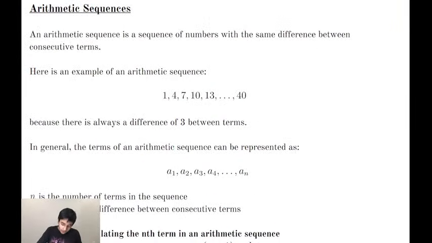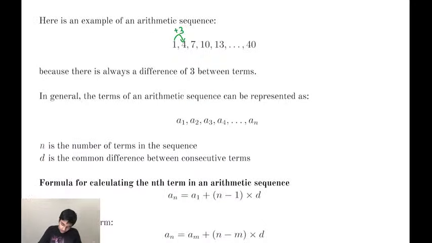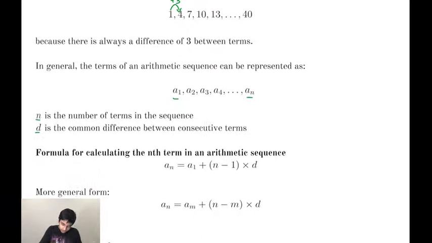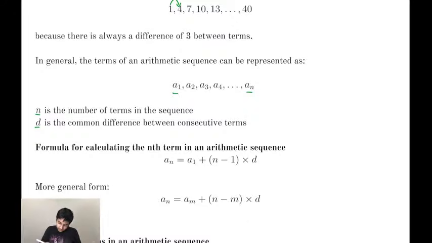So next we're going to talk about arithmetic sequences. An arithmetic sequence is a sequence where we have the same difference between consecutive terms. So in this sequence we add 3 each time. And these terms can be represented as a1 through an, where n is the number of terms and d is the common difference. The formula for the nth term in the arithmetic sequence is right here, as you can see.